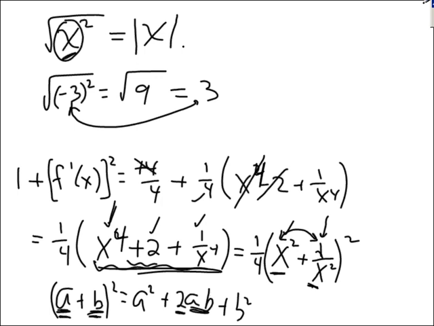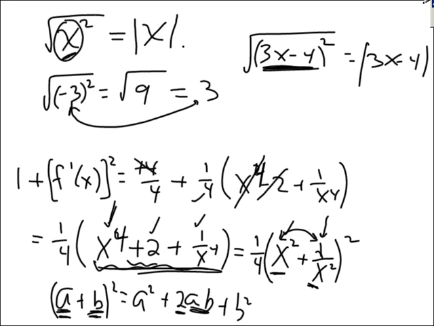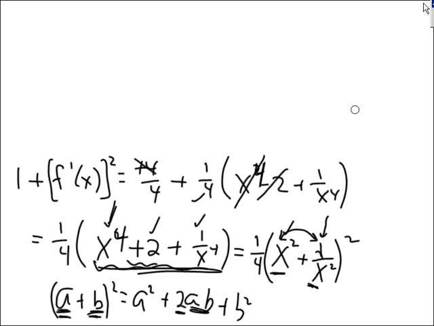If somebody asks you what is 3x minus 4 all squared square root, it's the absolute value of that. And remember, if this is positive, then the absolute value will just be that. The absolute value of 7 is 7. The absolute value of 9 is 9. If this is positive, then the absolute value will just be 3x minus 4. If it's positive. If it's negative, it won't be that. Think about what it should be.